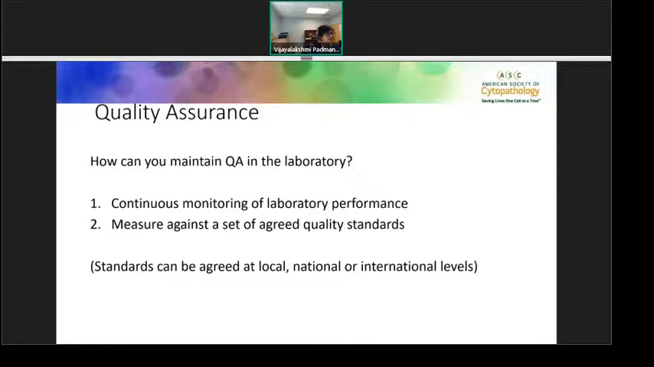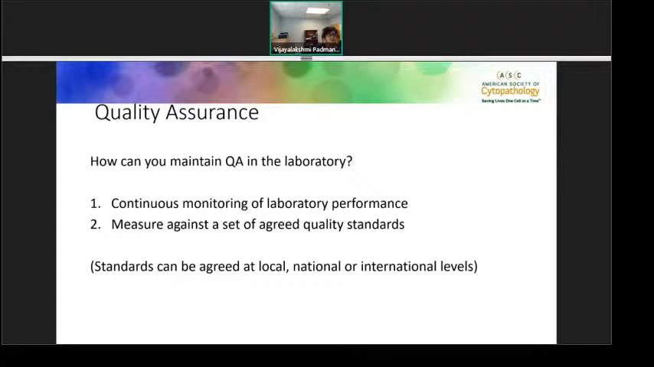Now, how do you maintain QA in the lab? You have to continuously monitor the lab performance. And the other thing is to measure against a set of quality standards, which could be local, national, or international. So, for example, we always get percentages of low-grade ASCUS. We get the rates per cytotech, and we match it with the lab's ASCUS rate or LSIL rate or ASC-H rate and so on and so forth. We're constantly monitoring that performance. And anytime you talk to somebody about a cyto lab, you're going to be asked, what's your ASCUS rate? What's your ASCUS-SIL ratio?